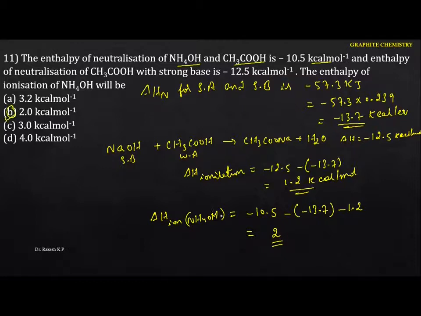Remember one thing, see the last one here. This is the weak base, and this is the weak acid. To ionize the weak acid, the energy we require is 1.2. And to ionize the weak base, ammonium hydroxide, what is the energy we require?